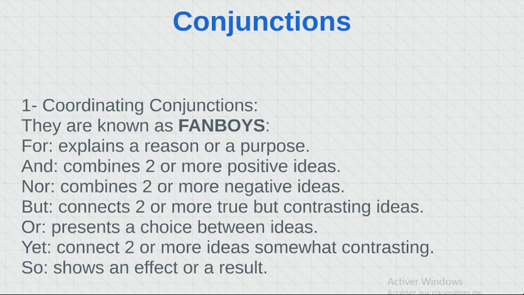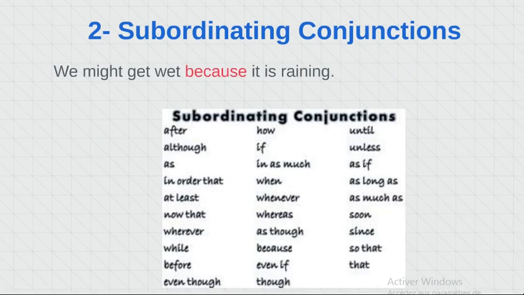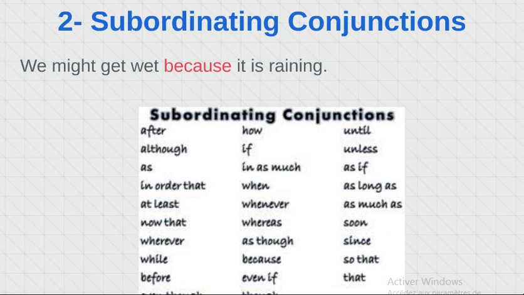And they connect ideas in different ways, in the sense that for explains a reason or purpose, and combines two or more positive ideas, nor combines two or more negative ideas, but connects two or more true but contrasting ideas, or presents a choice between ideas, yet connects two or more ideas somewhat contrasted, and also so shows an effect or a result. Moving now to the second type, which is subordinating conjunctions.